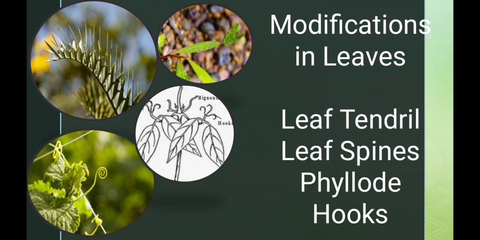Number 3, phylloid. When the petiole becomes expanded into a green, flat, leaf-like photosynthetic structure, it is called a phylloid. It helps in the conservation of water and reduces water loss. Example: Australian acacia. Number 4, hooks. In Bignonia, terminal leaflets become modified into hooks for climbing and support. The hooks give the appearance of the claws of a cat.